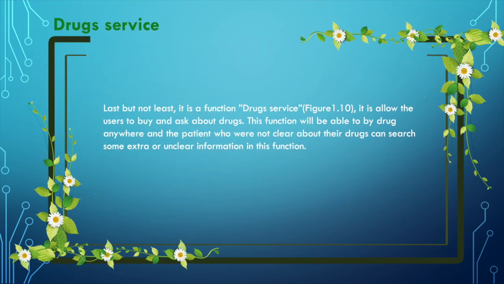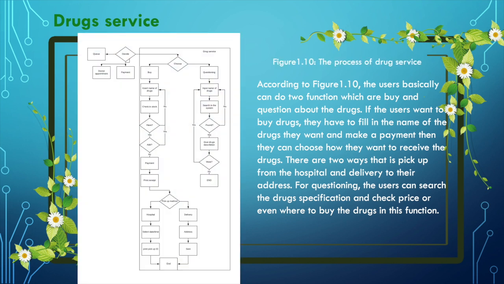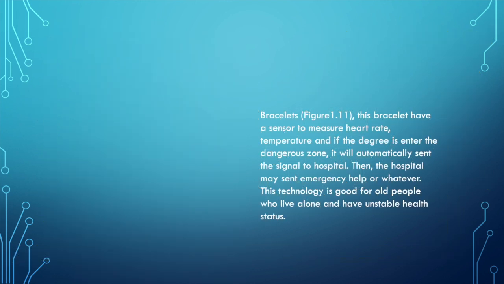Drug service. It basically allows the user to buy or search for drugs. According to the figure, it is the process of drug service. Users can buy drugs, make a payment, and choose how they want to receive the drugs. There are two ways they can do this. One is pick up from the hospital, and two is delivery to the user's address.